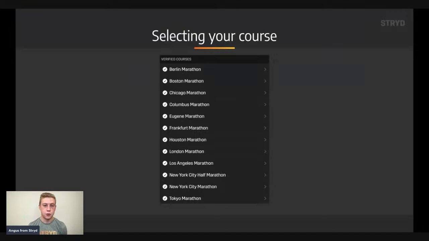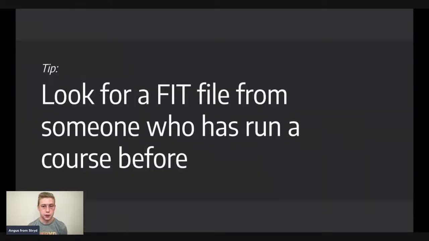a race, you want to look for a fit file from someone who has run the course before. Go online, find the course on Strava or another course building website. Download that, and you can upload that to the Stryd PowerCenter to get your own prediction for your own custom course. And it's so critical to put your course in because, especially if there's a lot of hills, then you can see how that impacts your projected time.